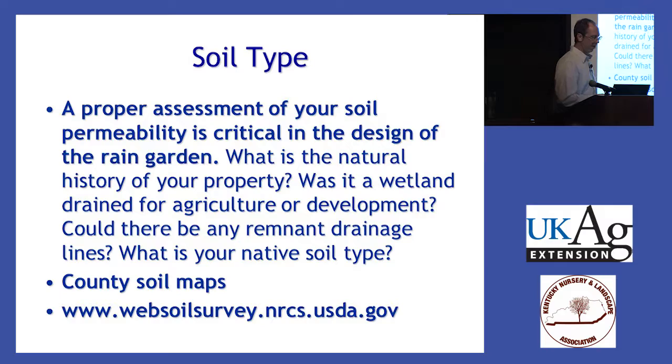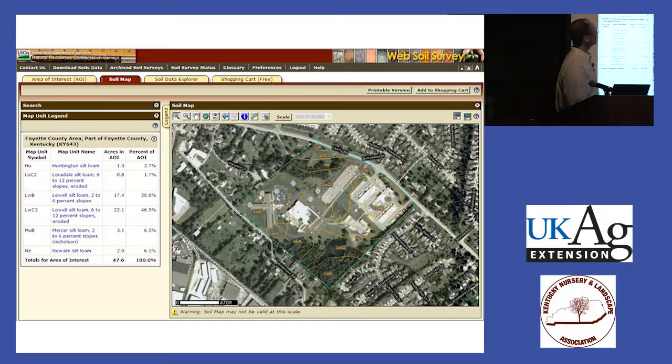I use county soil maps. I do a lot with the Web Soil Survey. It's something I can do on the computer. If I get a call or a consultation, I don't have to go to the site necessarily. I might be able to rely on the Web Soil Survey. This is a pretty good tool. It's through the USDA NRCS. You can look that up. It will often tell the soil type.